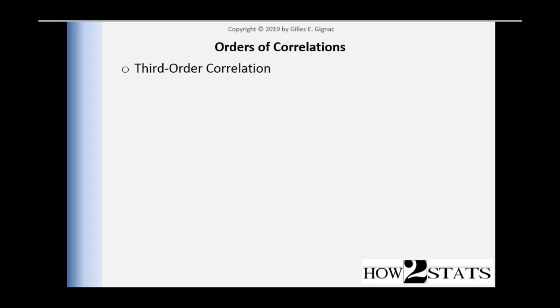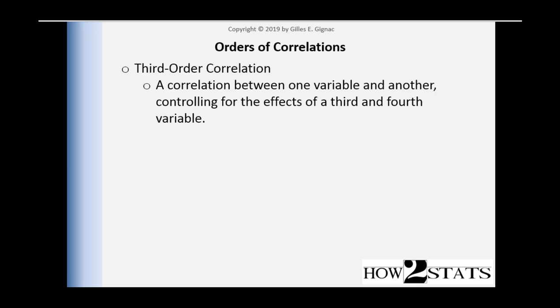Now, one level higher, a third-order correlation is the correlation between one variable and another, controlling for the effects of a third and fourth variable. So don't get confused here. There are two variables that are being correlated, which is the independent variable and the dependent variable. Those are two variables. And then we start with the third variable, which is the first control variable, and the fourth variable, which is the second control variable. And that is referred to as a third-order correlation.